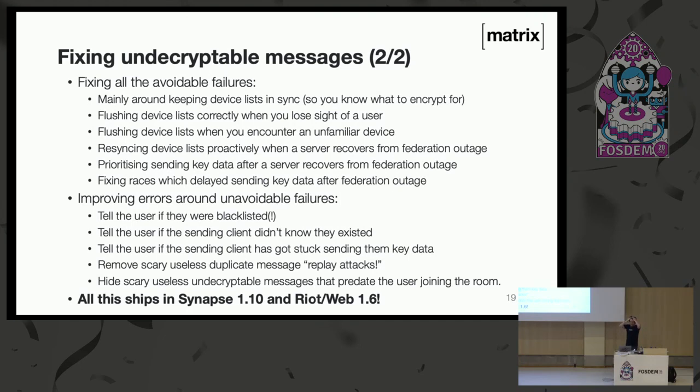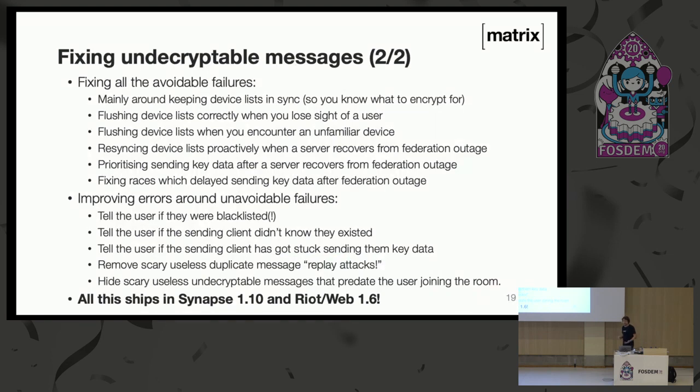So we now flush the device lists a lot more aggressively. If we do discover a cache fail or an integrity fail, and somebody sends us a message from a device we've never heard of before, rather than panicking, we say, well, hang on, tell us about that device. And so we've got a whole bunch of recovery mechanisms in there now.